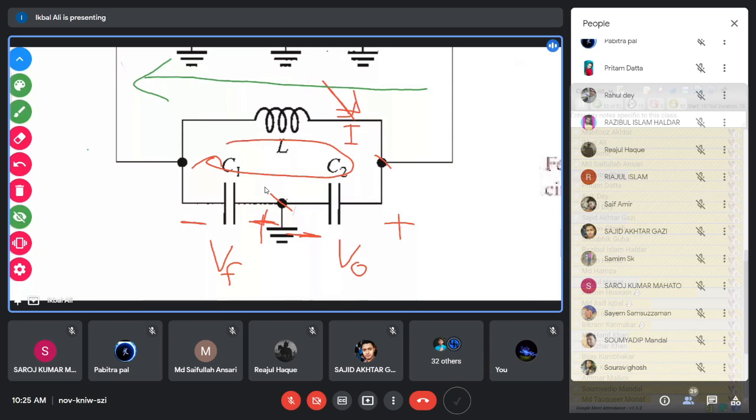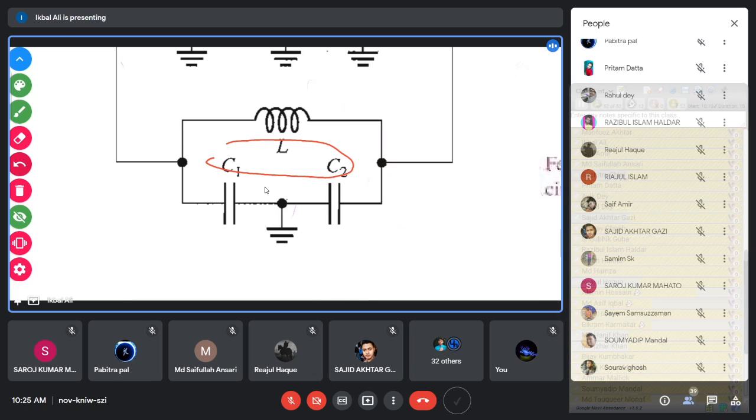Beta is VF by V0. In terms of current, we can calculate this beta fraction. In the book also, this beta fraction has been calculated. You can very easily calculate it.